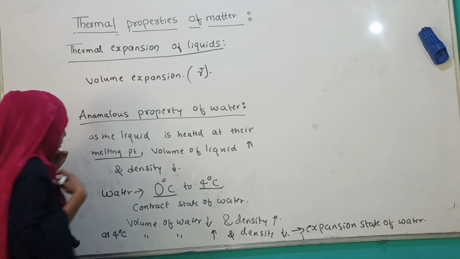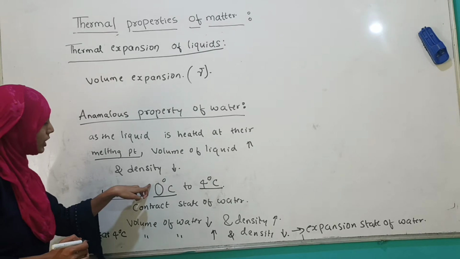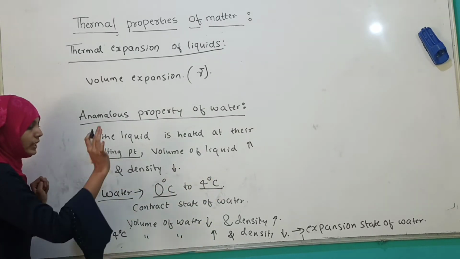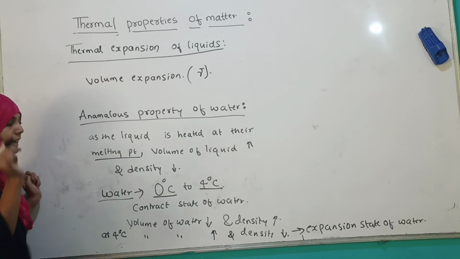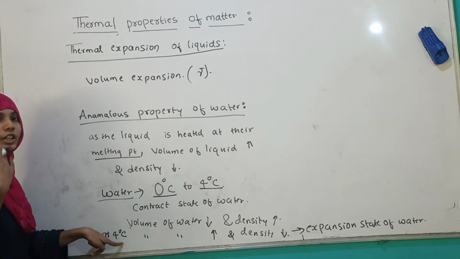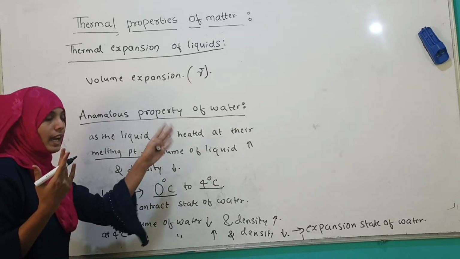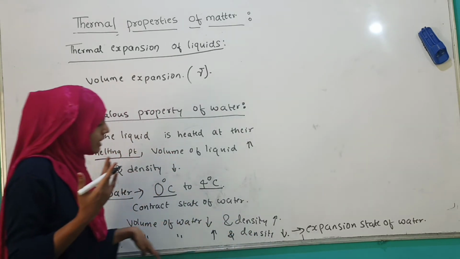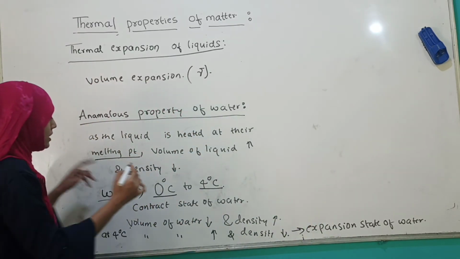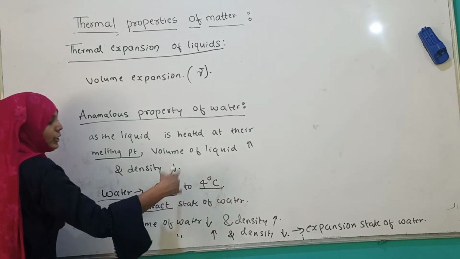Expansion state of water. In the case of water, what will happen? From 0 degrees Celsius to 4 degrees Celsius, the volume of that water decreases and density increases. After 4 degrees Celsius, the volume of water increases and density decreases. This state is called the expansion state of water, and the 0 to 4 degrees Celsius state is the contraction state of water.